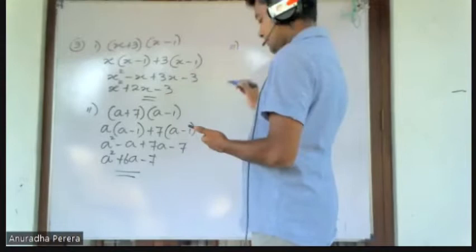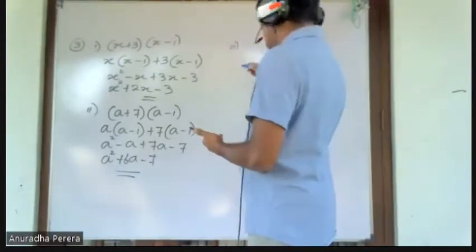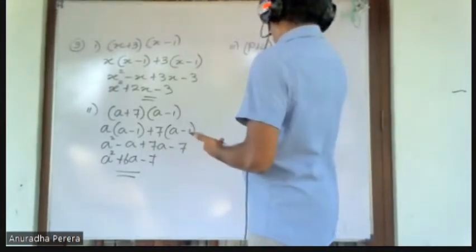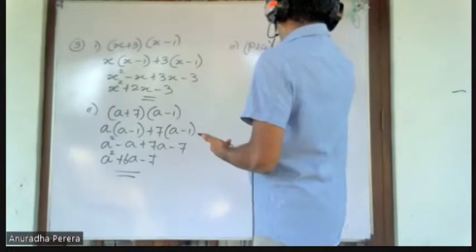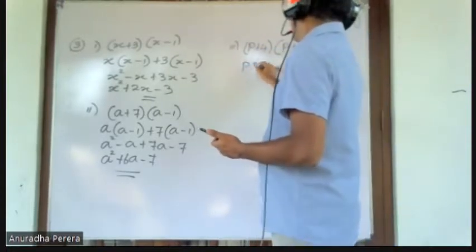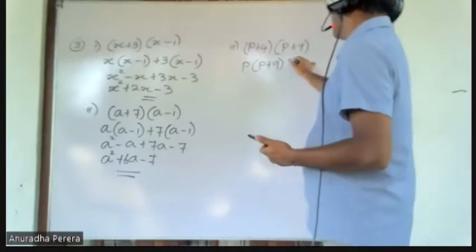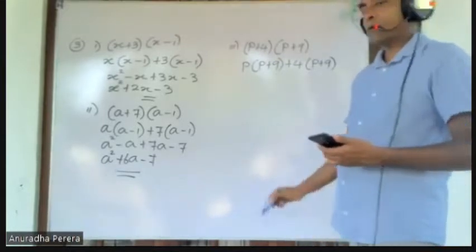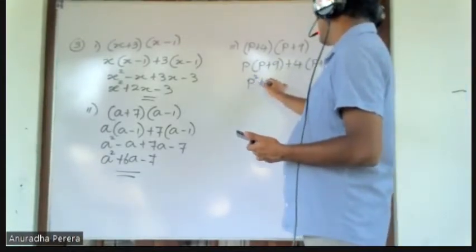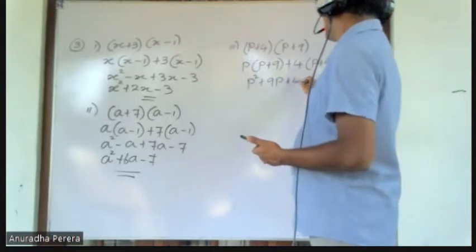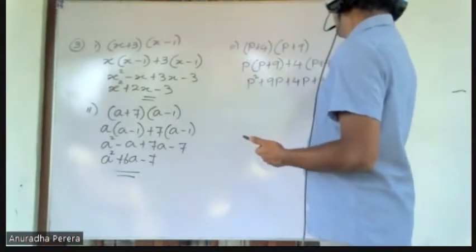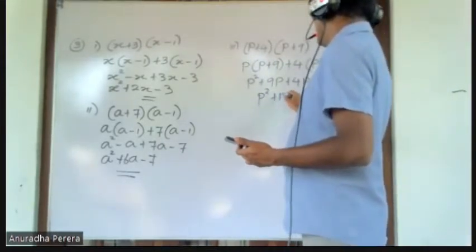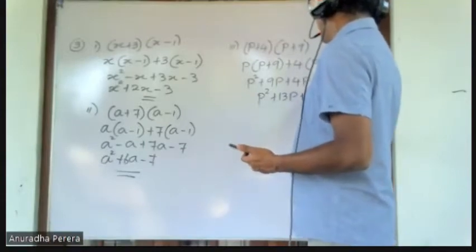Next, b plus 4, b plus 9. b times b plus 9, 4 times b plus 9. b squared, 9b, 4b, 36. b squared plus 13b plus 36.